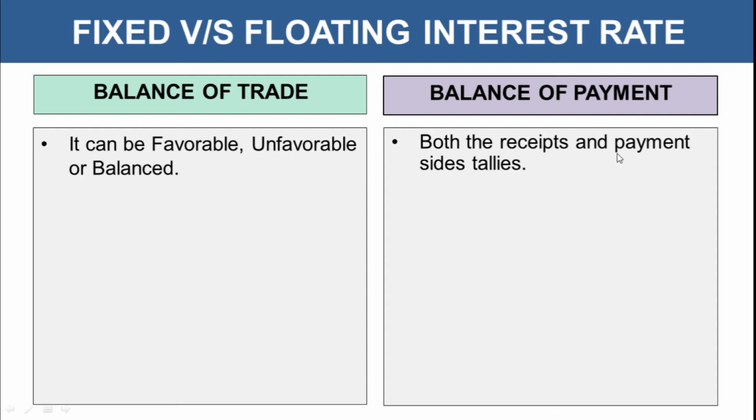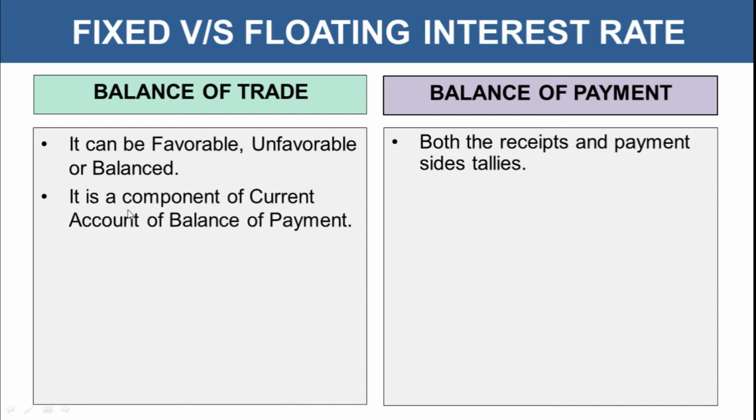The thing you need to remember is that both the receipt and payment side will be equal, because any deficit or surplus is covered by drawing foreign reserves or transferring excess amount to foreign reserve, and by gold reserves. So this is how it is managed, and it is made equal or tallied.